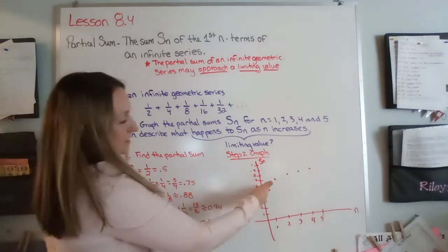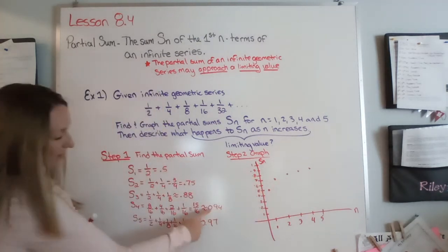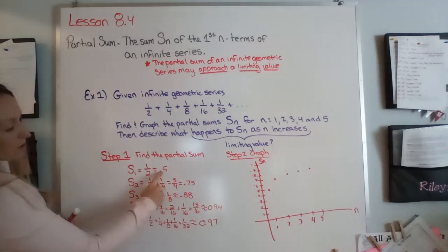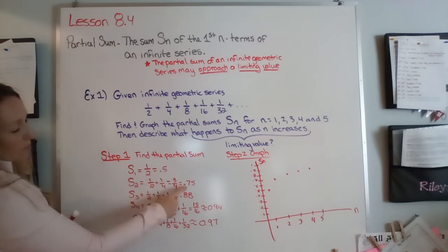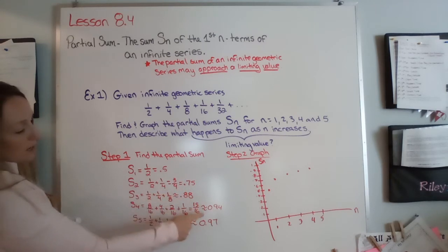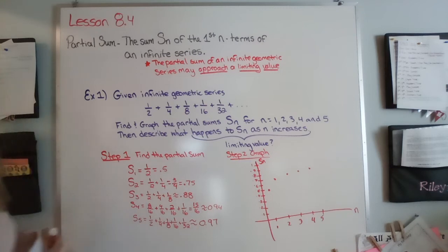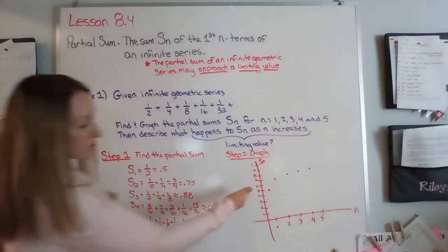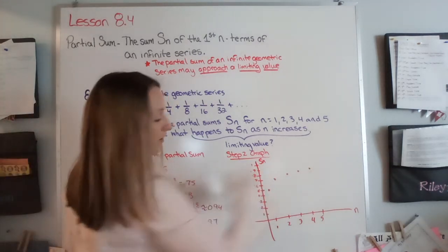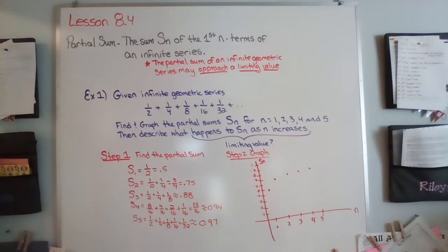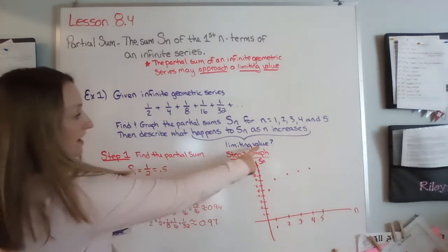But you can see both by looking at the graph and looking at the values, right? We jumped from 0.5 to 0.75, which was an increase of a fourth, so 0.25. But then the increases become less and less, like 0.94 to 0.97, not a huge increase. And you can also see the graph is flattening out. And that's because there is a limiting value, okay?